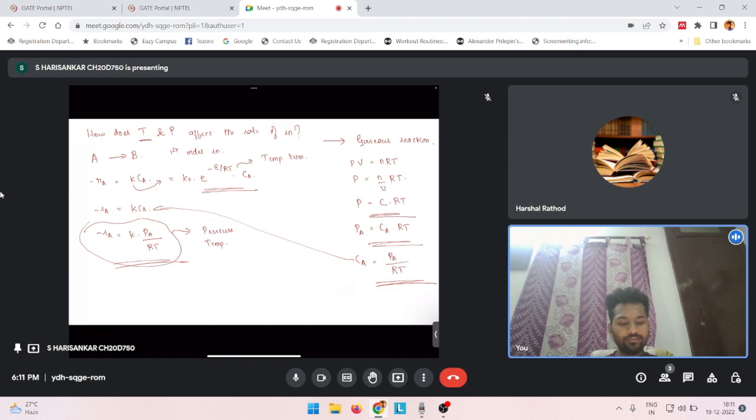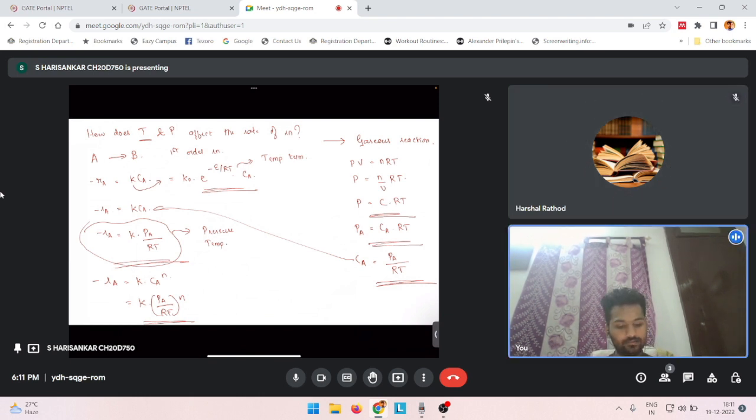For nth order, pretty much the same thing. What will be the nth order reaction? Let's say r is equal to k CA raised to n. So this CA, you just write it as k into PA by RT, the whole raised to n. That's all. Right?